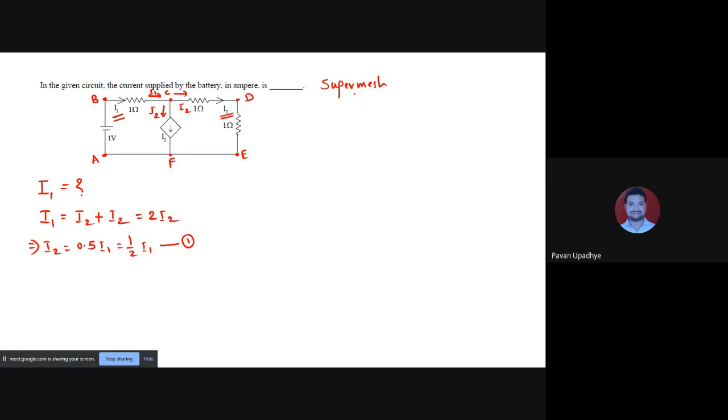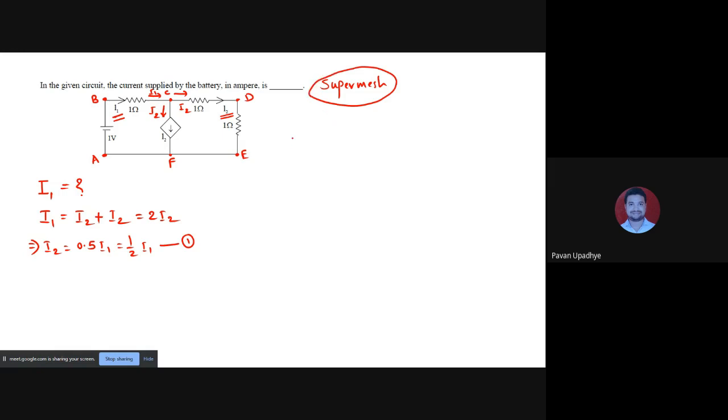So whenever there is a vertical branch of current source present between the two loops, we cannot write two different equations for each loop having the common branch of current source, and hence we have to write the equation for the outer loop or outer mesh, and that mesh is called a super mesh.